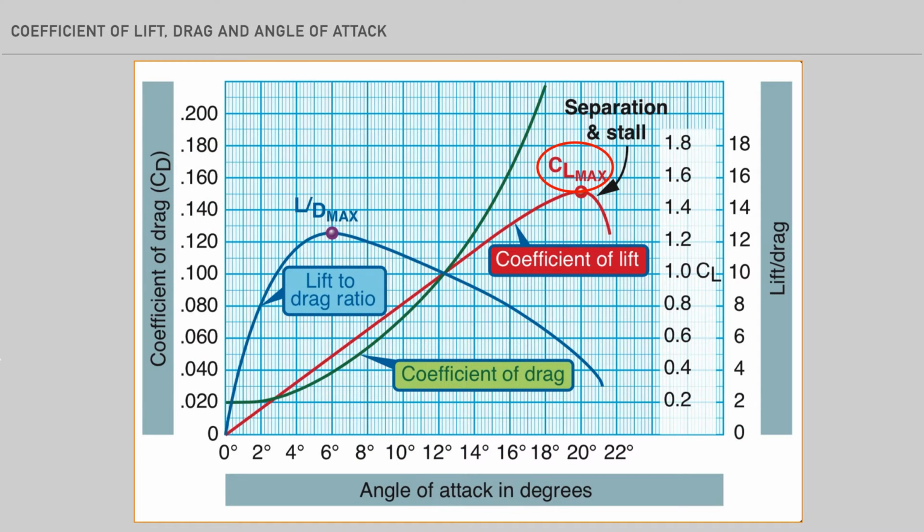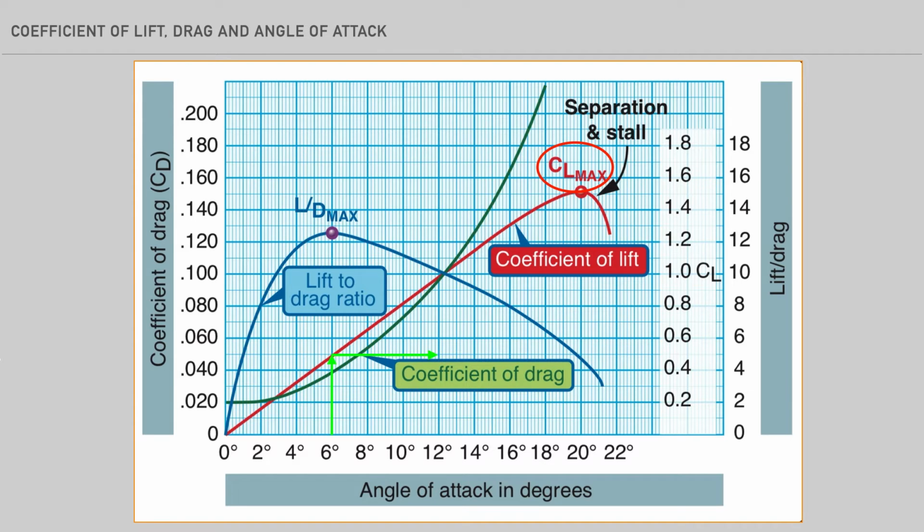Coefficient of lift and angle of attack. The coefficient of lift is an experimentally derived value describing the airfoil's lifting characteristics. The graph shows how coefficient of lift and angle of attack are related at a constant airspeed, demonstrating a roughly linear relationship between angle of attack and coefficient of lift.